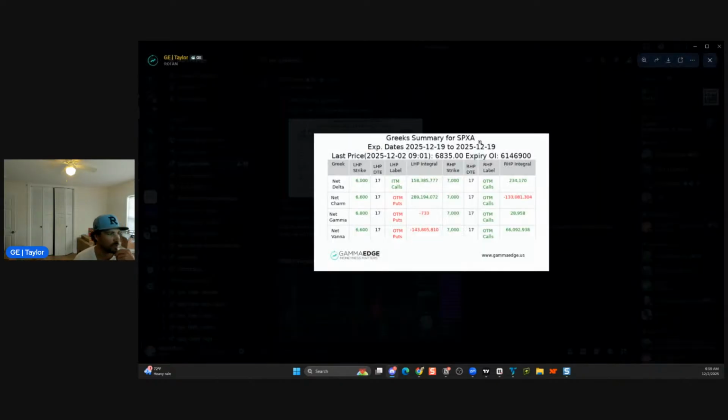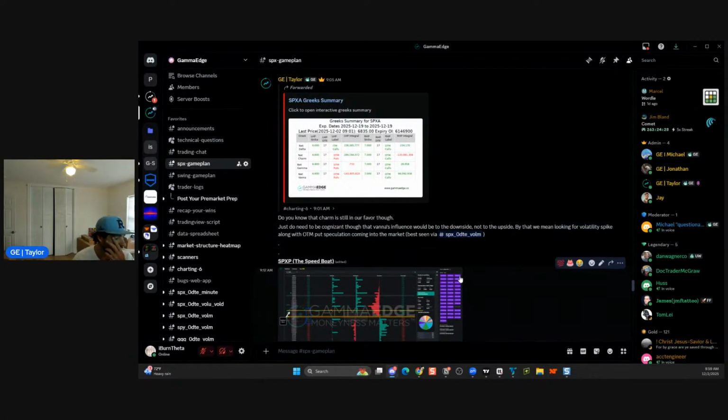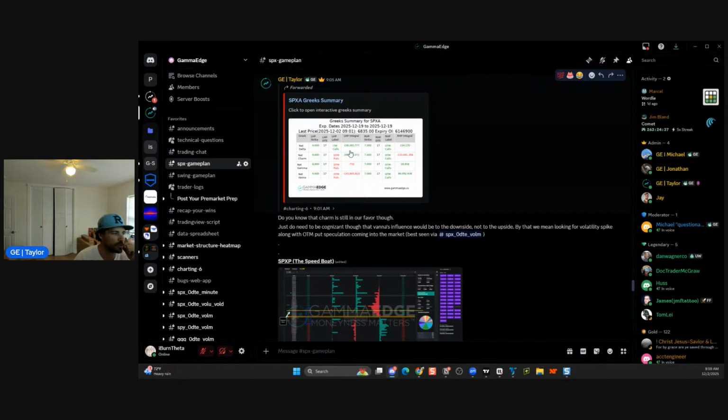So overall, SPXA is going to be supportive in terms of charm flows. Thing to note here is Vanna could work against us. By that, I mean if we get volatility spikes, seeing a money puts coming in via SPXA could result in a rapid rush of negative deltas into the structure. So that's something we just want to be cognizant of here.